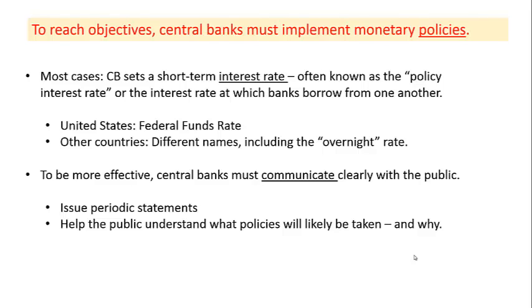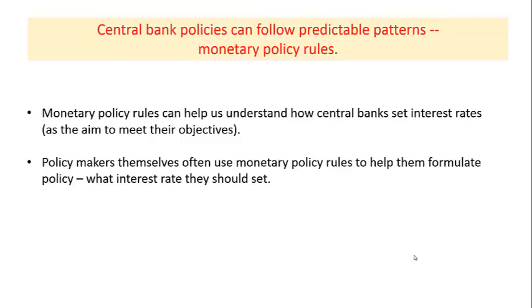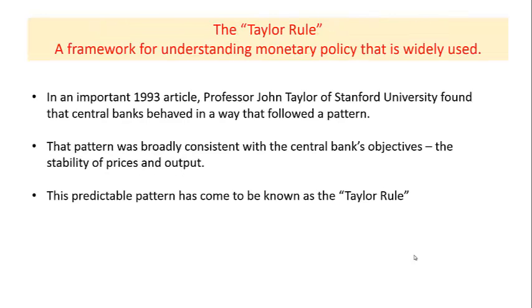taken and why. Central bank policies, it turns out, can follow a kind of predictable pattern, and we call these patterns monetary policy rules. Monetary policy rules can help us understand how central banks set interest rates in their aim to meet their objectives. Policymakers themselves sometimes use monetary policy rules to help them formulate policy. The rule helps tell them what interest rate they should set. The Taylor rule has become a very widely used framework for understanding how monetary policy is set.